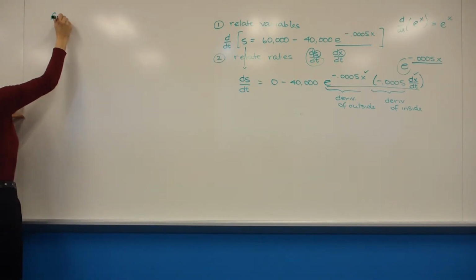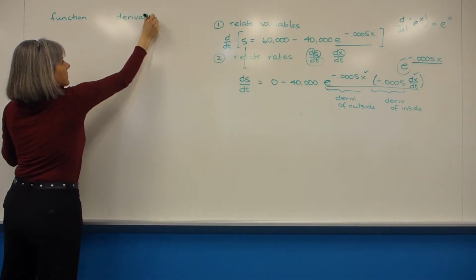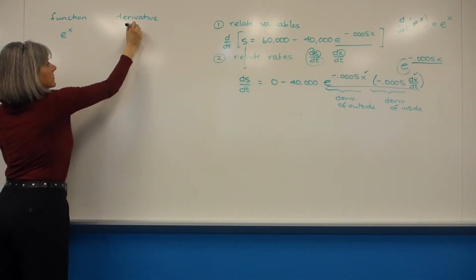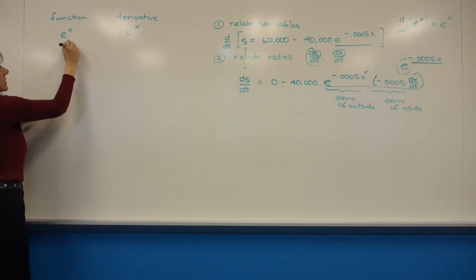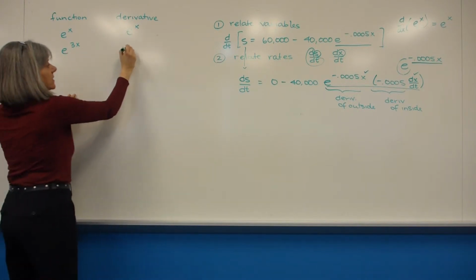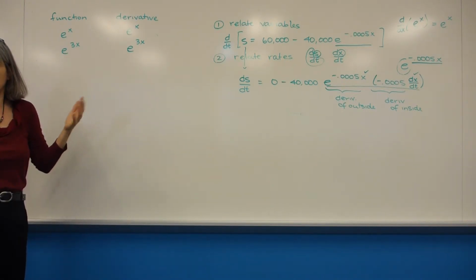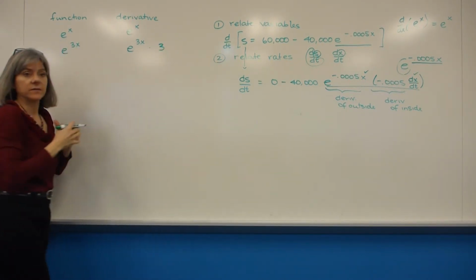So we're going to start with a function here. I'm going to make two columns, the function and its derivative. We're going to start with e to the x. Derivative of e to the x is e to the x. We love that. That's great. Derivative of e to the 3x. E to the x is a basic because it just has an x. E to the 3x, is that a basic? No, because that's no longer just an x. So that means we take the derivative of the outside, leaving the inside alone. Derivative of e to the something is e to the something, times the derivative of the inside.